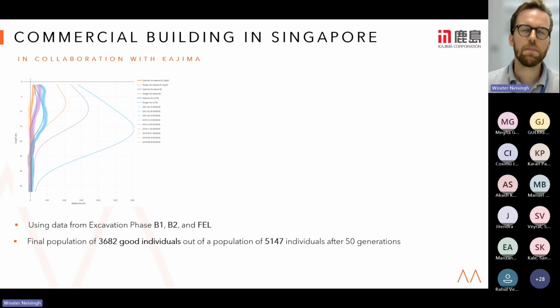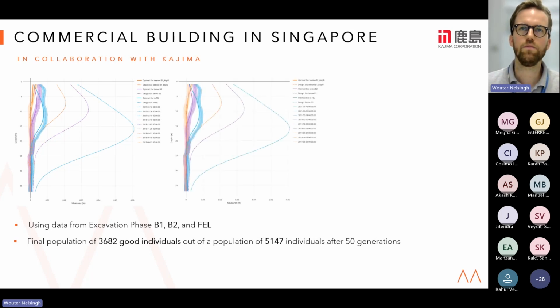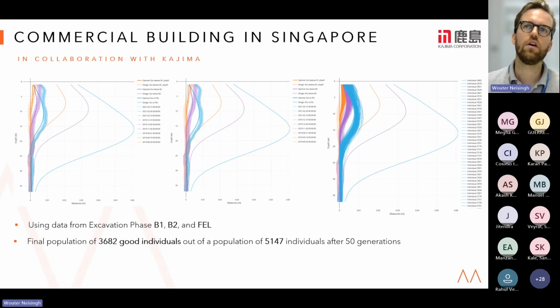And the last phase is where we also include information from the finite excavation level. And there you see that indeed also that blue line, all those blue lines, they are improved significantly, which tells you that you can update your design parameters. One of the interesting parts in this case, I think, is that even with the information from the site of the first excavation phase, B1, you can already tell that the other elements for B2 and finite excavation level also improved.